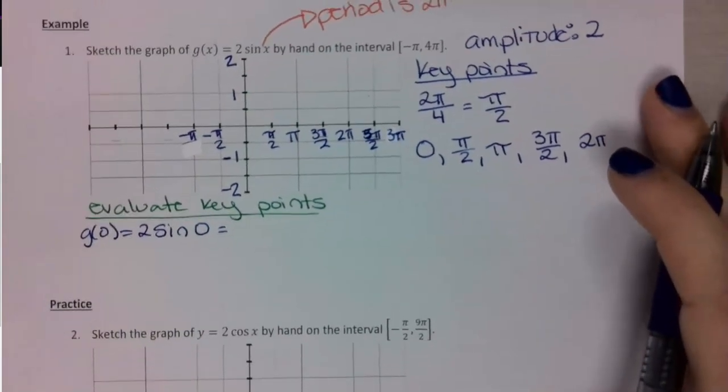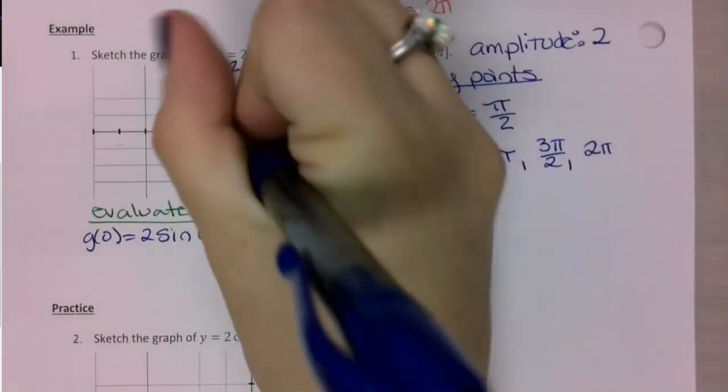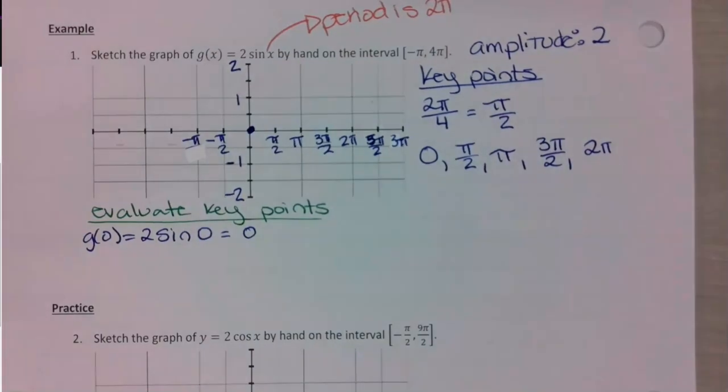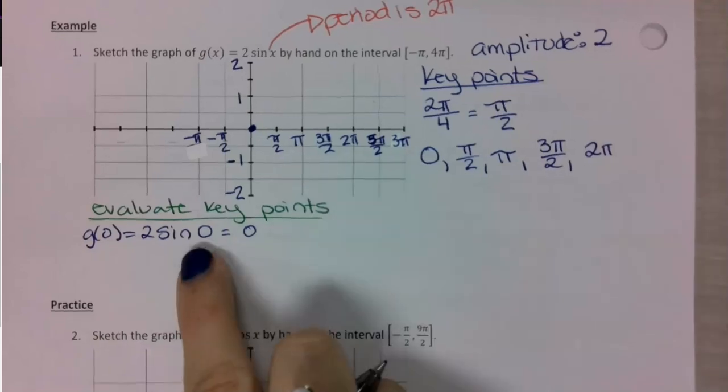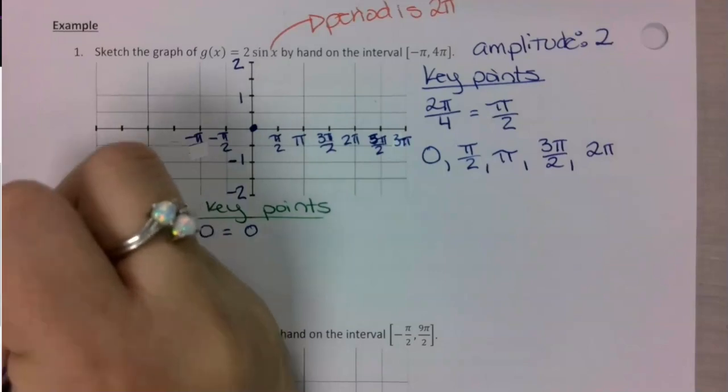Okay, so what is 2 times sine of 0? What is sine of 0? Okay, so 2 times 0 is 0. Okay, so I'm going to plot my first point at 0, 0. Does everyone understand how I got that first point? I plugged in 0, I got out 0. Okay, then I'm going to do the same thing for pi halves.